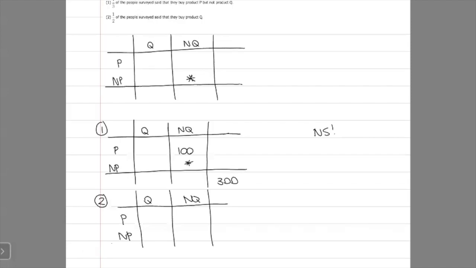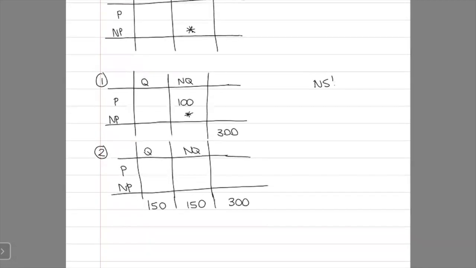So we still know that we have a total of 300. And now we know that a half of the people surveyed bought product Q. So 150 people out of the 300 bought Q. So that's going to be this one. And if you know that this is 150, then also this is 150. Which again is not actually going to be sufficient because it doesn't tell us the value that we're looking for. So again, it doesn't tell us this one.